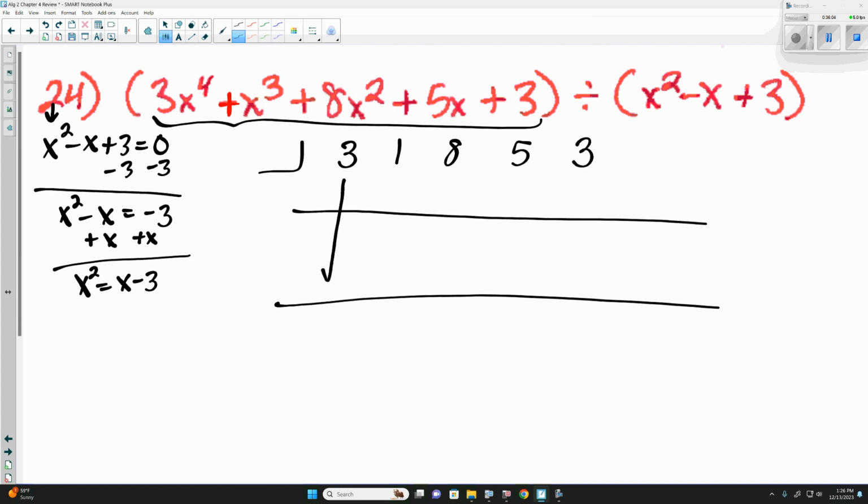The first number, so our 3, we drop it all the way down. The 1 next to it comes down 1. So we drop the first number all the way down, and we drop the second number down 1.